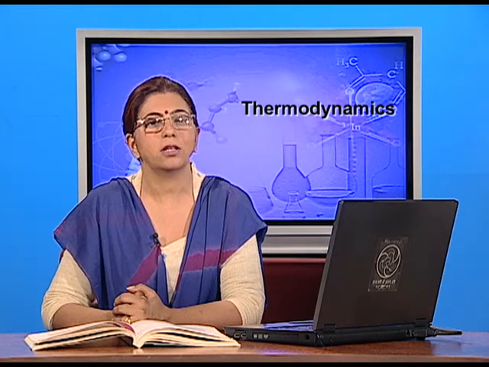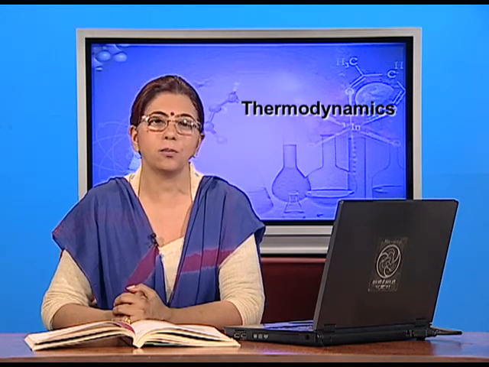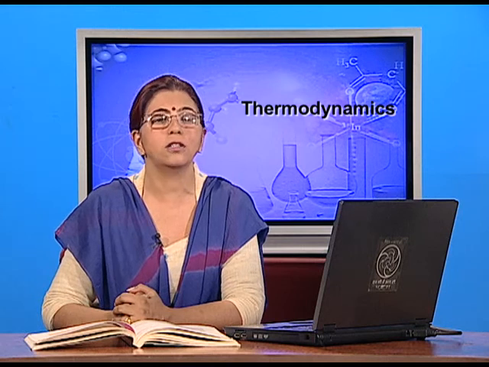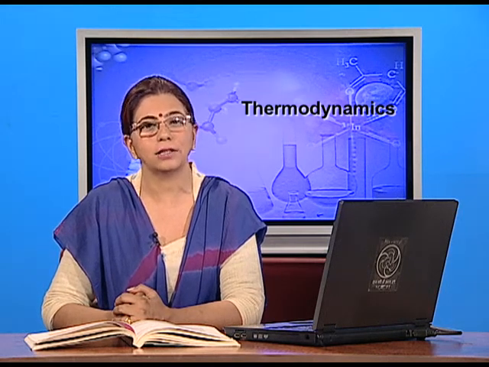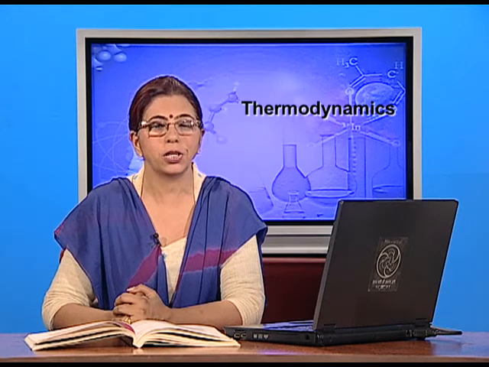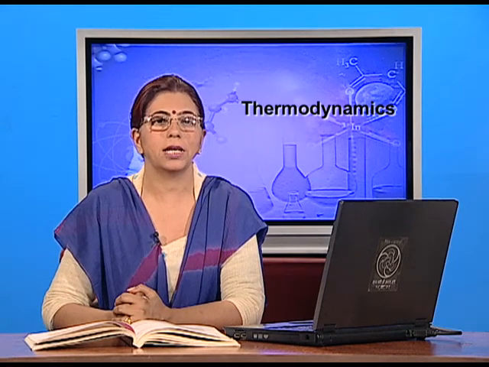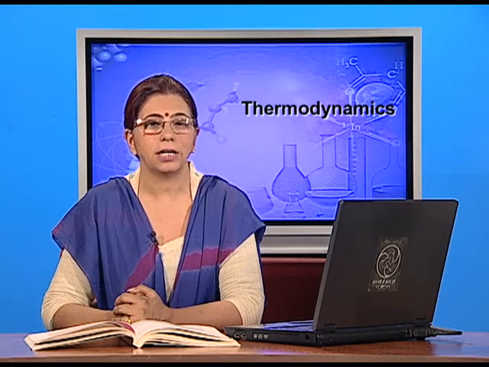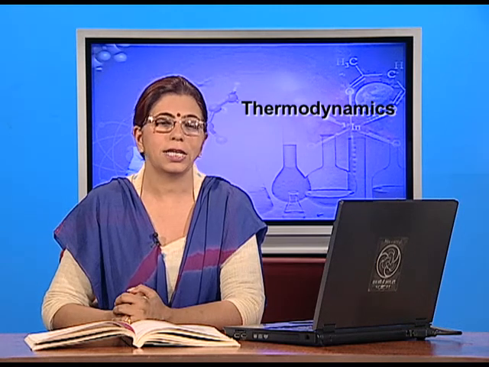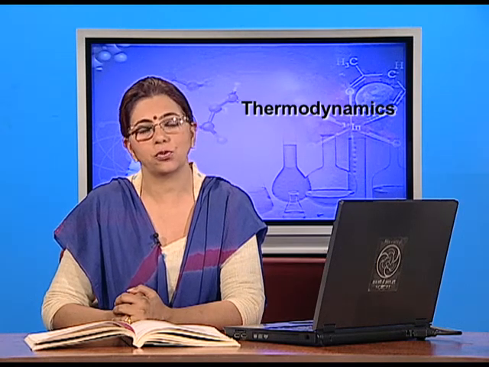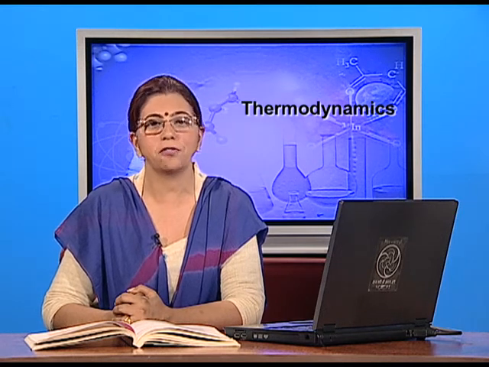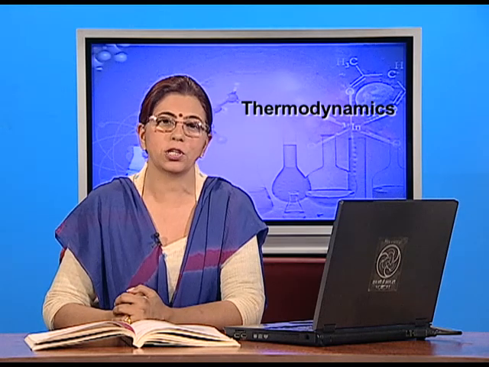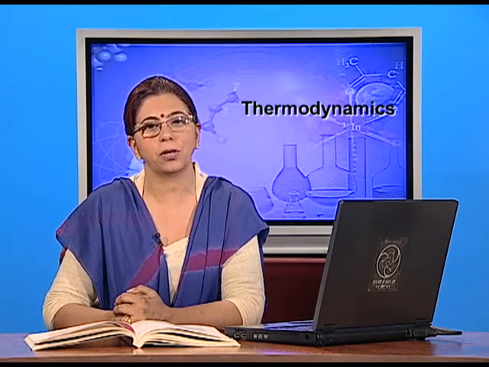Entropy, the randomness, the messiness of the system, is one of the important driving forces for a process to be spontaneous. Last, the Gibbs energy correlates enthalpy and entropy by the equation delta G equals delta H minus T delta S. For any process to be spontaneous, delta G should be less than 0. It should be a negative magnitude. If it is more than 0, or a positive value, the process is non-spontaneous. And if delta G is equal to 0, the process is at equilibrium.